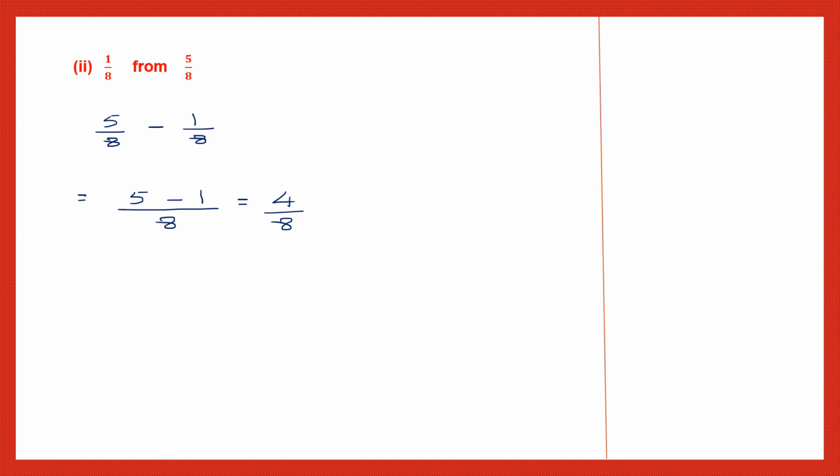Now 4 by 8 can be reduced to the lowest term. We can divide both by 2 or by 4. Use the highest common factor. So divide both by 4 and let's see what we are getting here. 4 ones are 4 and here 4 twos are 8. So we have got 1 by 2 as our answer.